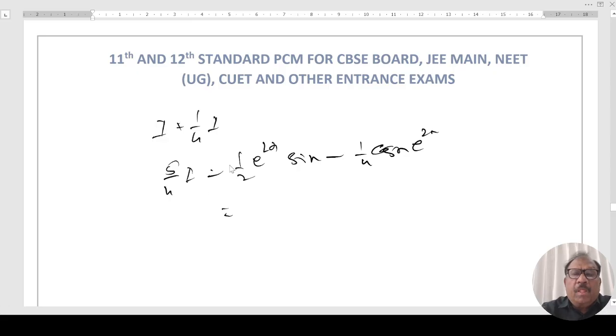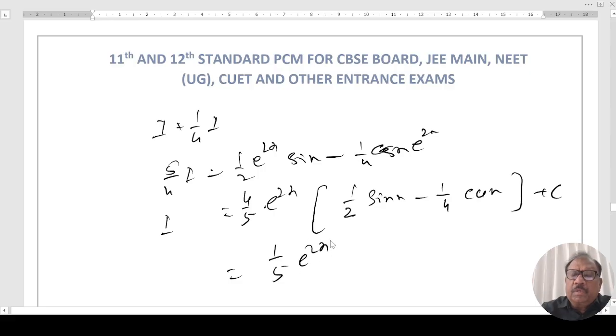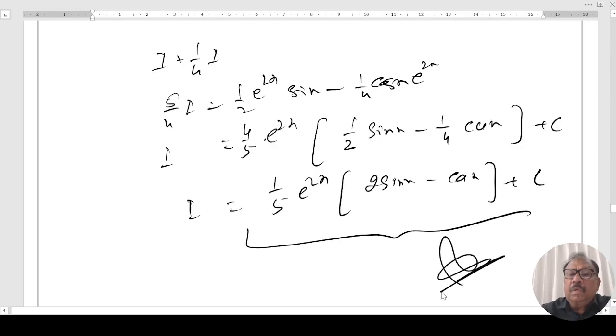ये 4 इधर चला जाएगा, तो I will be equal to 4 by 5 into e to the power 2x taken common, 1 by 2 sin x minus 1 by 4 cos x plus c. 4 लिया common, तो 1 by 5 e to the power 2x, this becomes 2 sin x minus cos x plus c. ये 4 से 4 cancel हो जाएगा, that will be the answer. This is the answer, right?